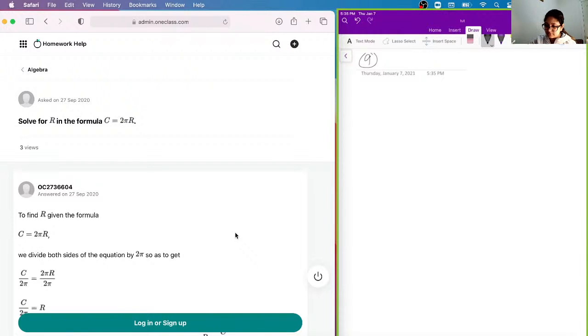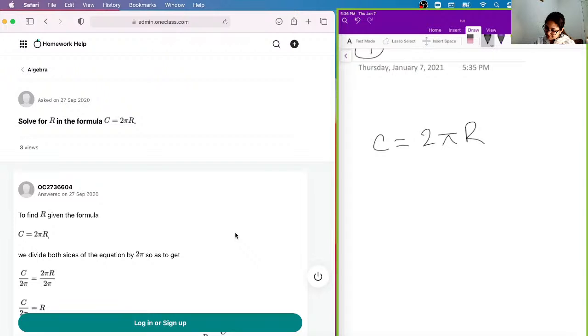Okay, so then our next question says solve for r in the formula c is equal to 2 pi r. So we have the equation here, which says c is equal to 2 pi r. To find r given the formula c is equal to 2 pi r, we would want to remove everything that is attached to r to the other side.